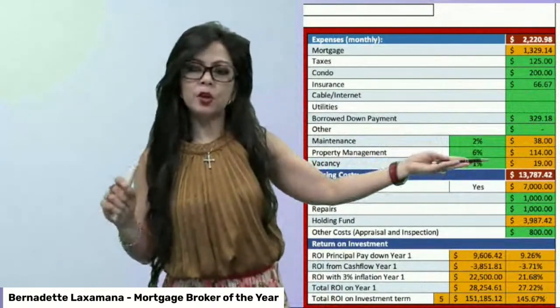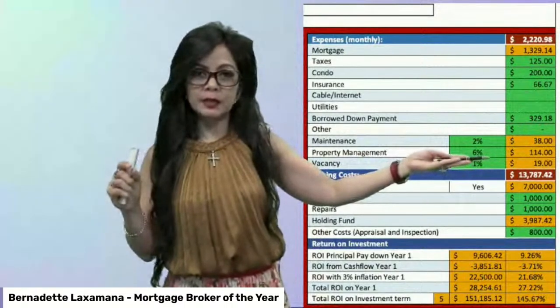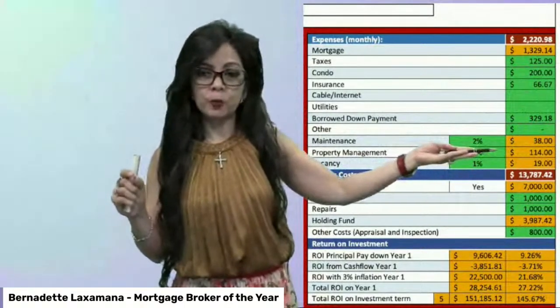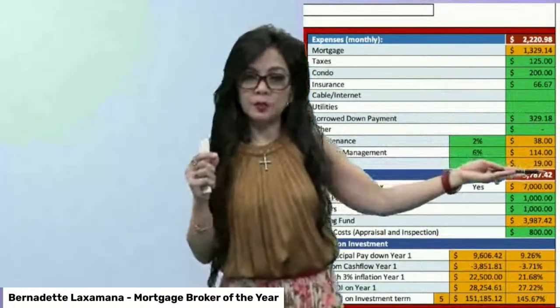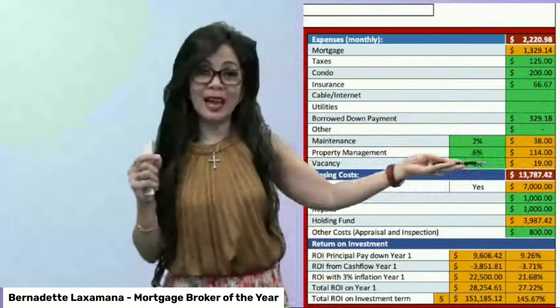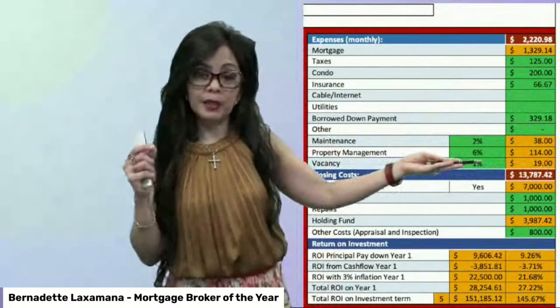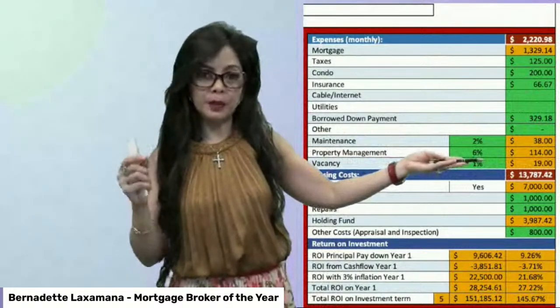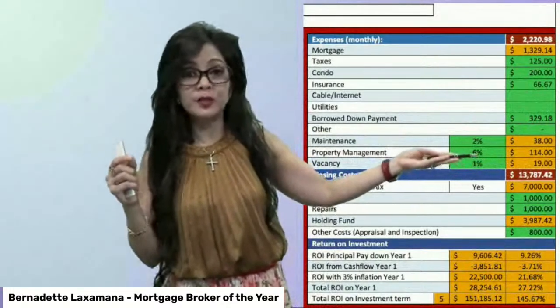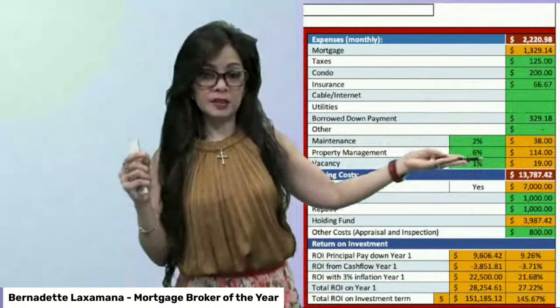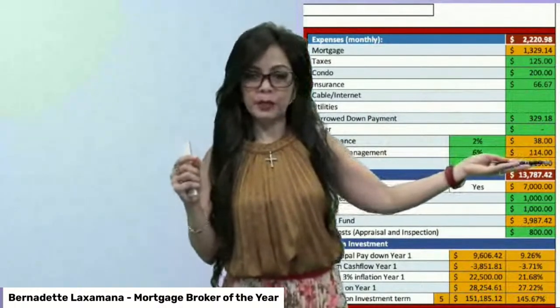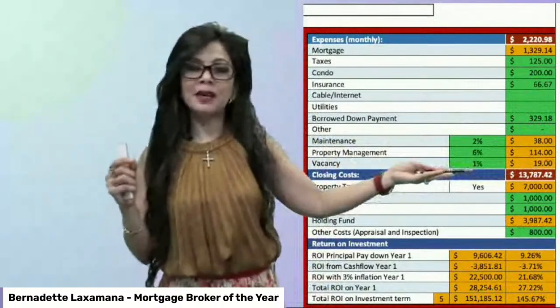Property management. So, I put 6% here because we have a relationship with a property manager. If you got the mortgage from Karista Mortgage, he will give you a discount on the property management. So normally, property management costs you 10 to 12% of the monthly rent. The cost he gives is only 6%. So that is budgeted.